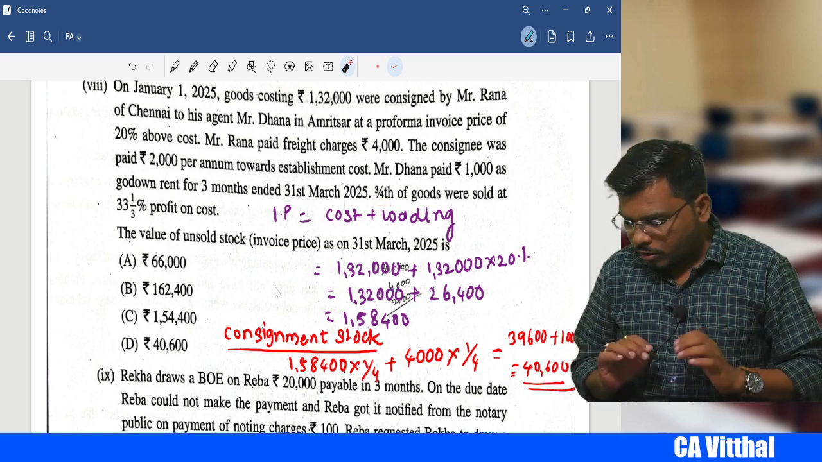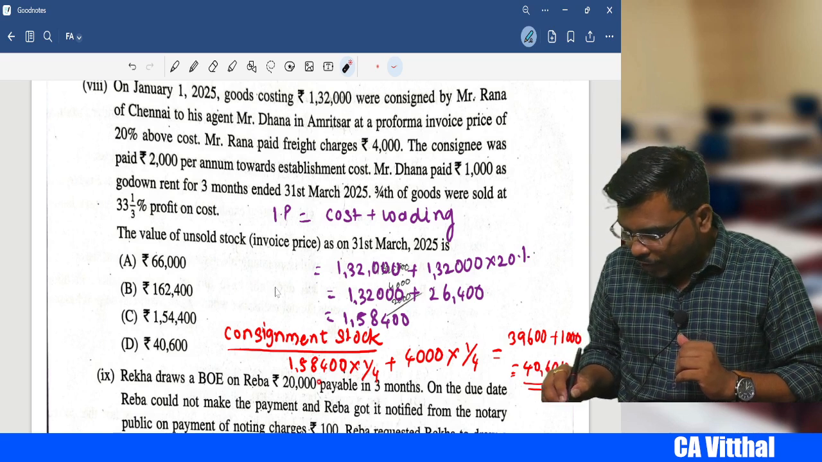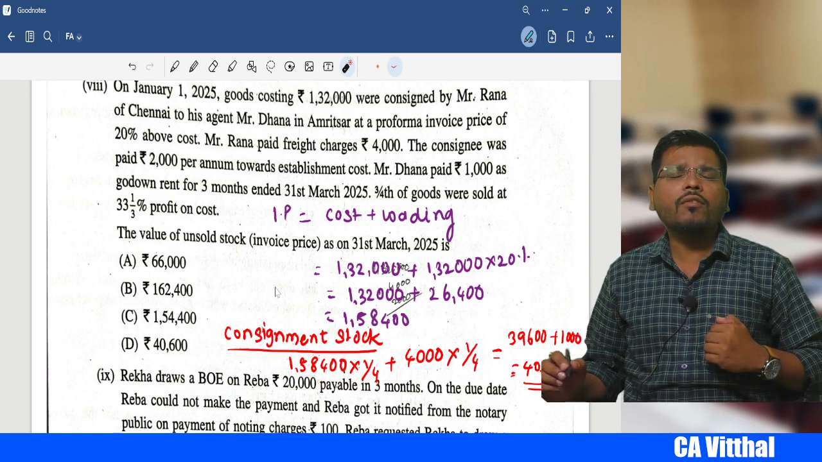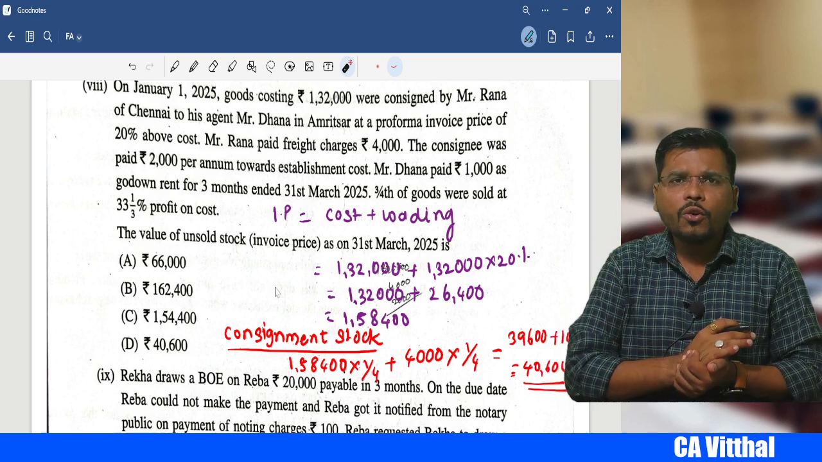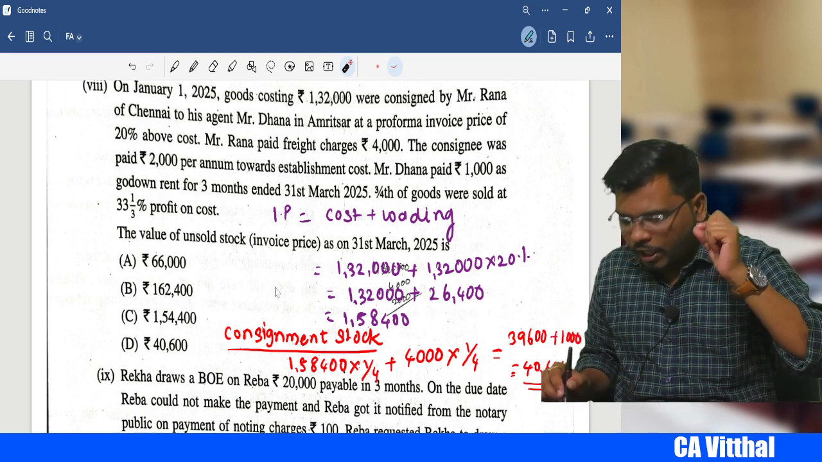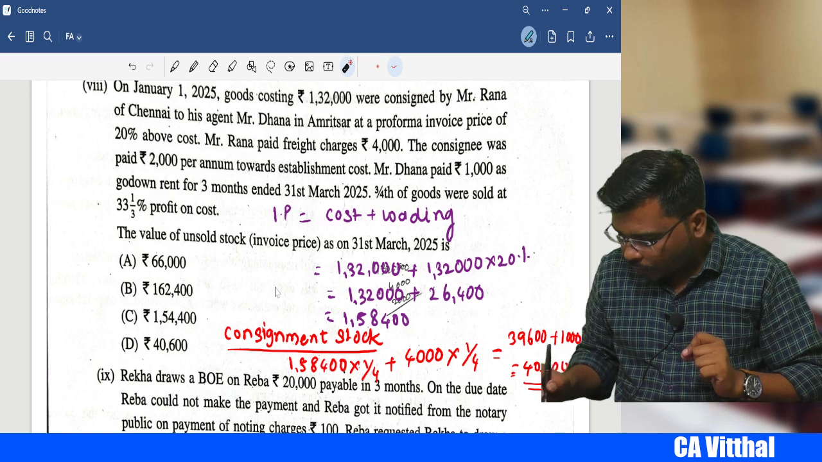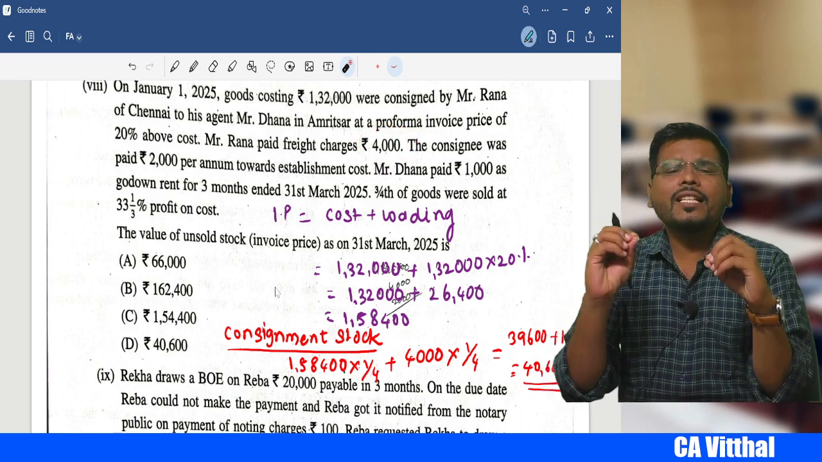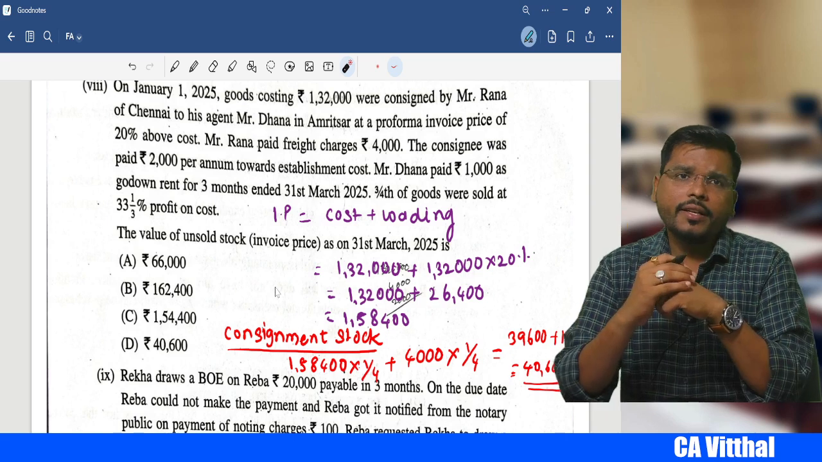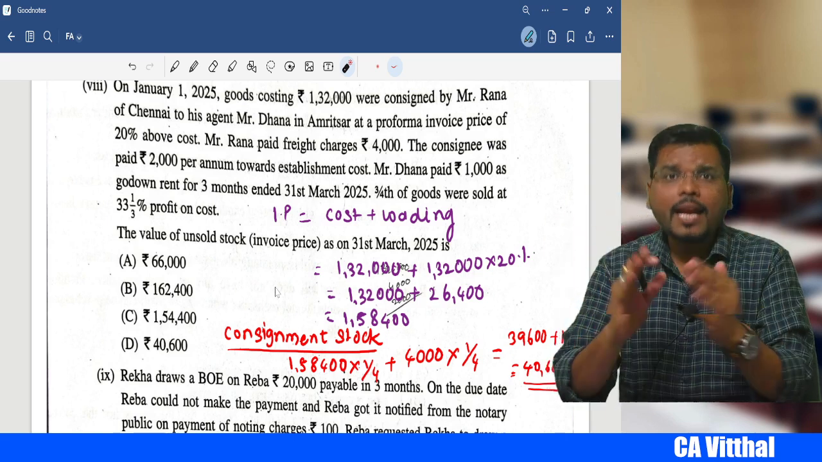3/4 goods he sold. So how to calculate? 1,58,400 into 1/4. Why, sir, 1/4? 3/4 he sold, so how much is the closing stock? 1/4. So 1,58,400 into 1 by 4 plus consignor's expenses. All the expenses are what, sir? They are non-recurring expenses, related to the particular consignment only.